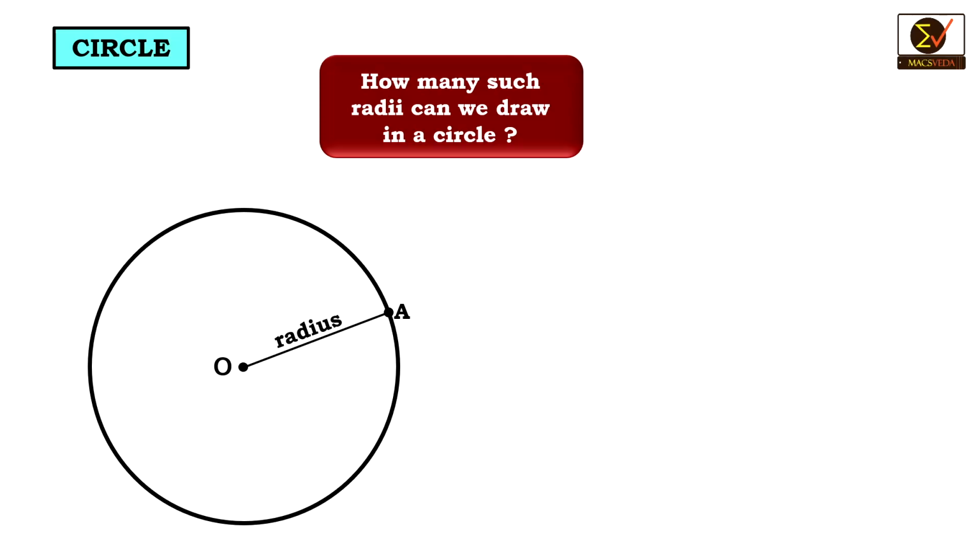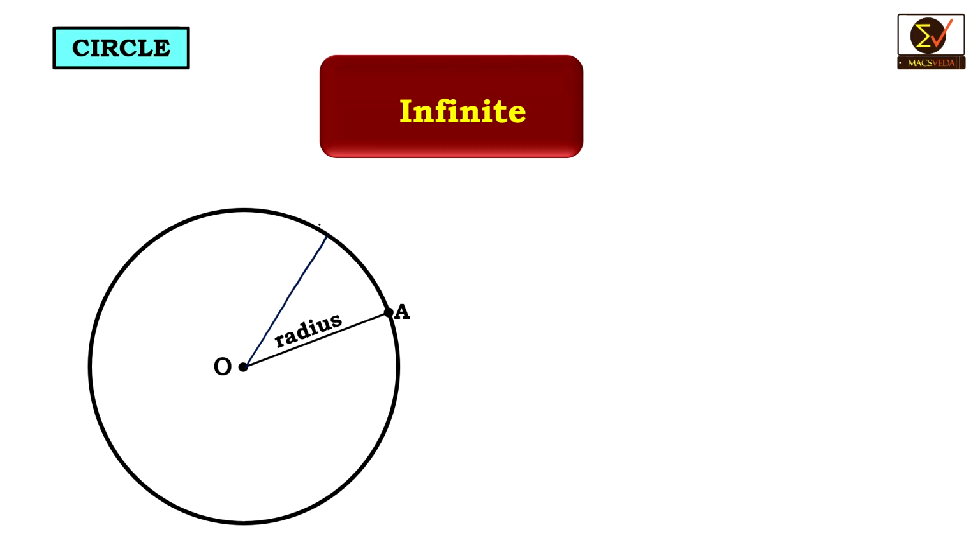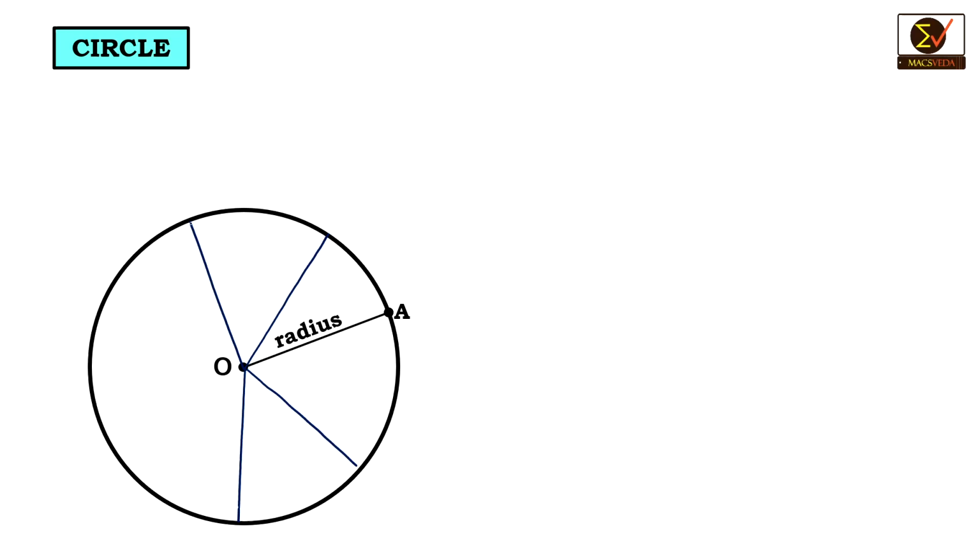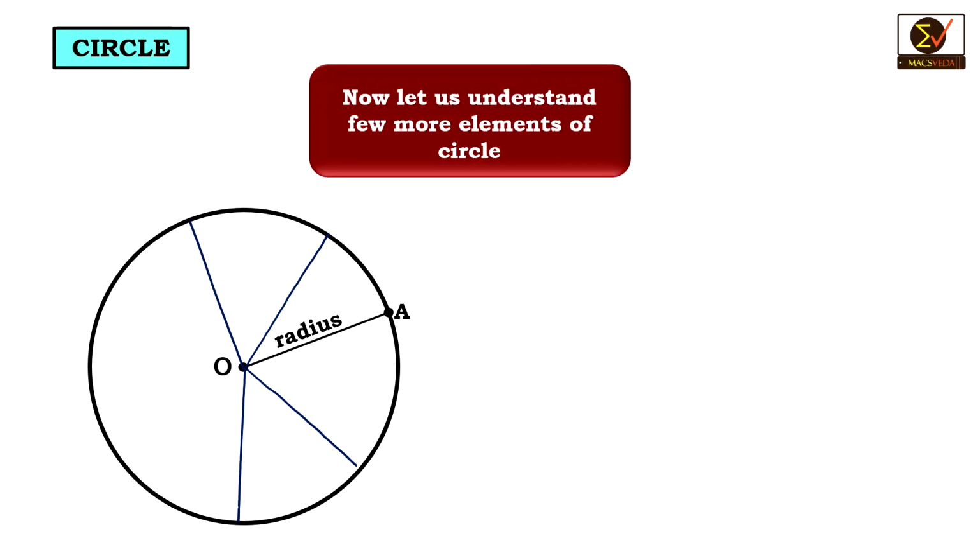Now, how many radii can we draw in a circle? See here, if you want, you can draw many such radii joining a point on the circle and center. So we can draw infinitely many such radii. All these are radii. Very good. Now let us understand few more elements of circle.